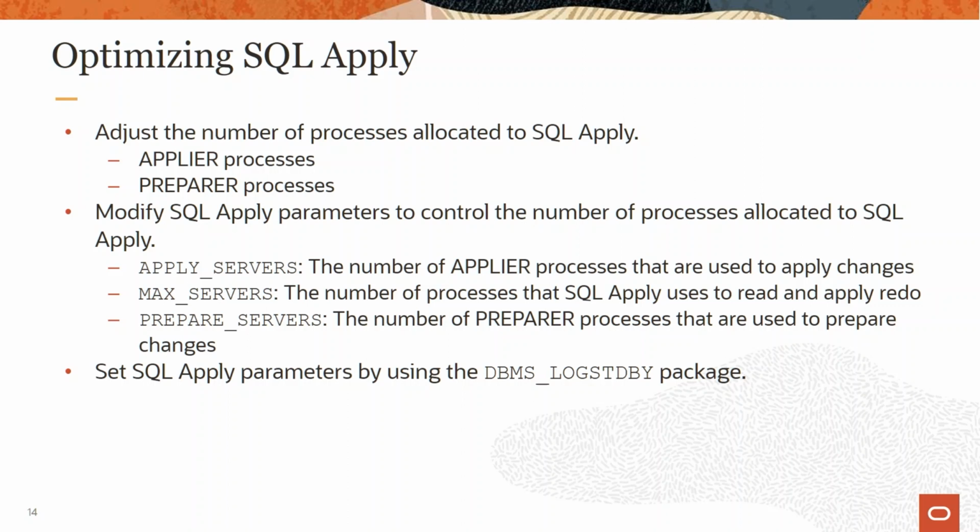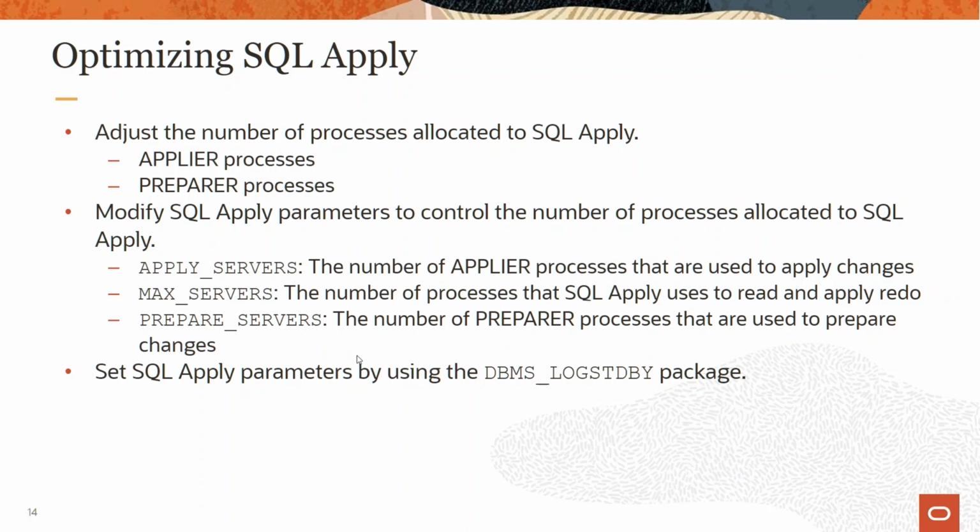So you can check the status of the preparer process, and then you can decide whether you need more preparer processes or not. And also the apply process as well. You may want to apply changes in parallel instead of applying assigned transactions in serial. So you can also start more applier processes based on the status of the applier processes in the standby database.